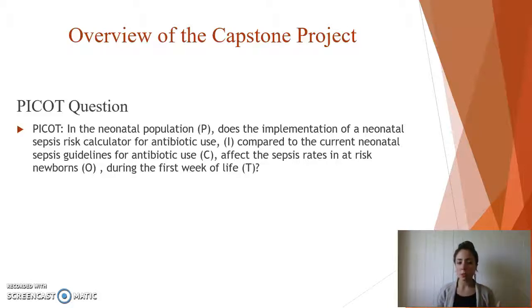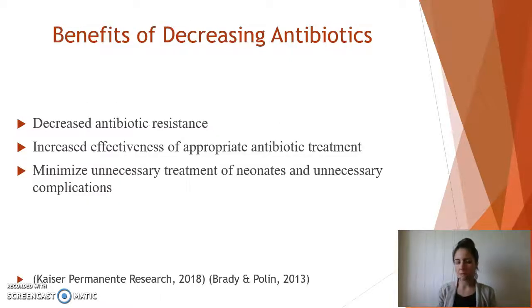So our population was neonates. The intervention was the sepsis risk calculator. The comparison was the risk calculator study that's being conducted at a large acute care facility in the Southeast currently, and that was the setting for this project. And so the comparison between that and the current guidelines, as well as the outcome was, does this change the sepsis rate in at-risk newborns? And that is the main piece of data that's missing because the data is still being undertaken, and the time frame was during the first week of life.